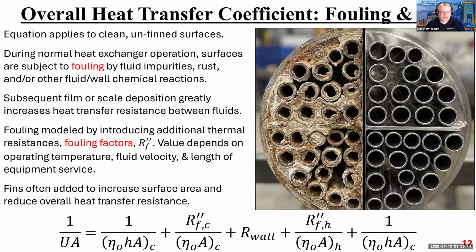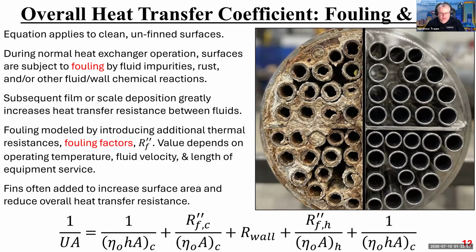So 1 over UA for the heat exchanger is 1 over eta naught HA for the cold side, plus the fouling resistance over eta naught A for the cold side, plus the resistance presented by the wall, plus the contact resistance or the fouling resistance for the hot side, and then 1 over eta times HA. I'm noticing this should actually be H. So we'll fix that for the hot side.